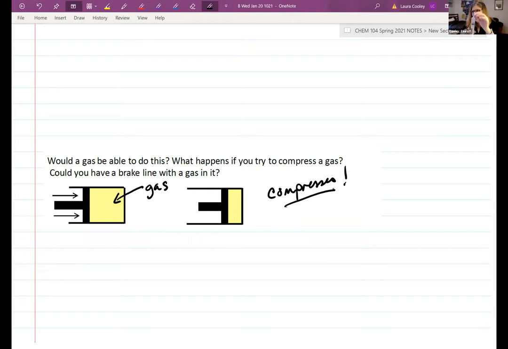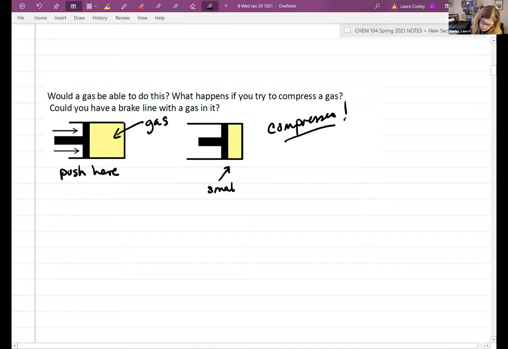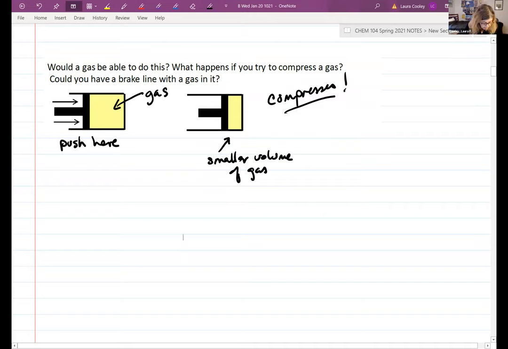But anyway, what I did was I closed the valve. So now when I push on this thing, you can see that I'm pushing on it and the volume is getting smaller, but it's getting harder and harder to do this. I'll talk about that more later. For now, I just want to say that if you push here, you end up with a smaller volume of gas. It's the same amount of gas. It's just taking up less volume, less space.